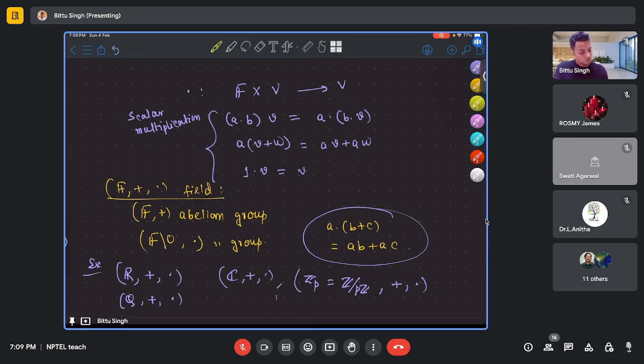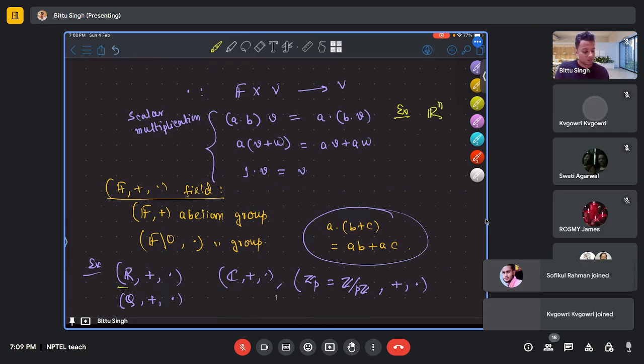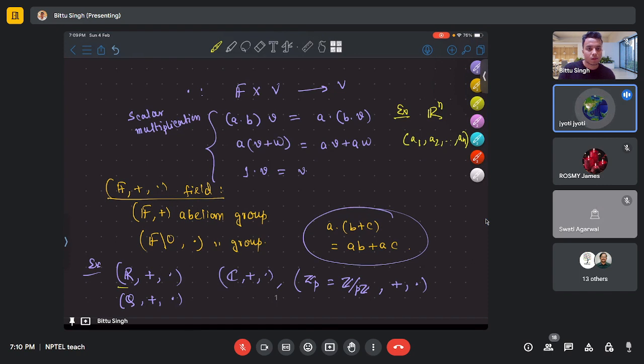The most common example is this: take any field, for example R, and take R to the power n. R to the power n means it contains tuples of this form, a1, a2, up to an. For example, the two-dimensional space.